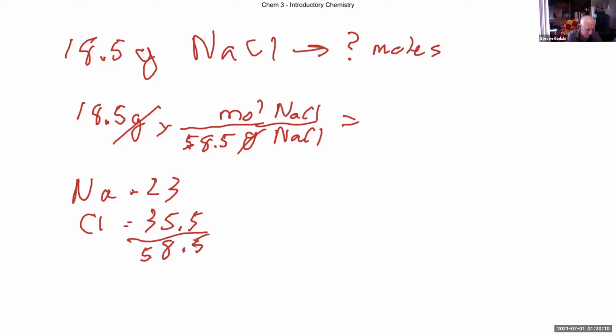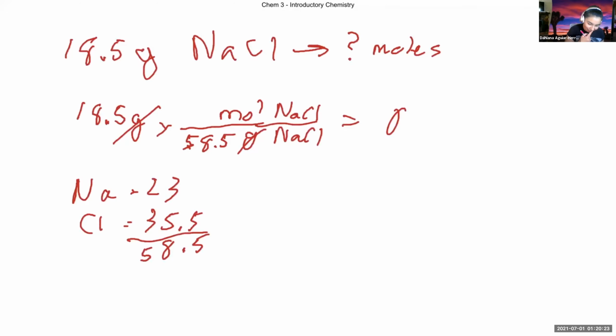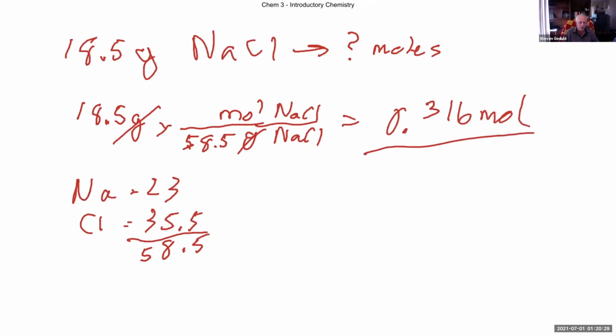Come on, computer. Equals 0. I thought I was wrong. I got that number and I erased it. 0.316. So you got 0.316 moles of sodium chloride if we measured out 18.5 grams in the lab.